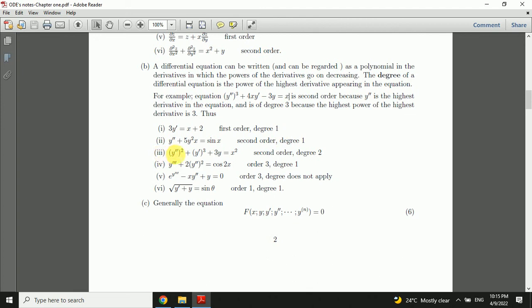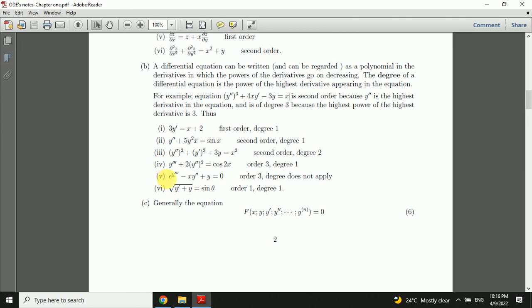While if you look at this third one, we have y prime prime squared plus y prime cubed plus 3y equals x squared. The order of this differential equation is second order because the highest derivative is y prime prime. It has been differentiated twice. And looking at the power on y prime prime, that is 2. So the degree will be 2.